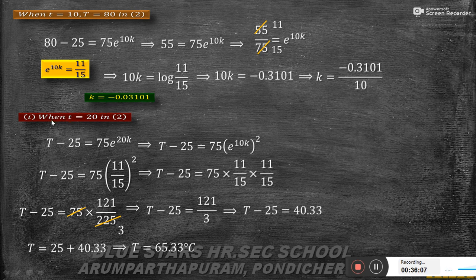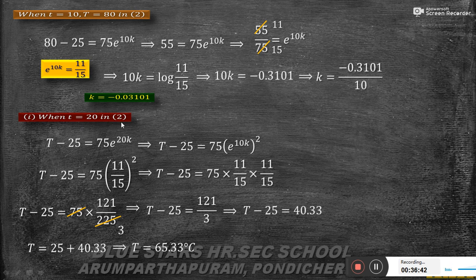So now subdivision 1 of the 7th problem. They ask about the temperature of water after 20 minutes. The starting temperature of the water is 100 degrees Celsius. After cooling for 10 minutes, the temperature is 80 degrees Celsius. Then they ask the temperature of water after 20 minutes. So 20 minutes means t equal to 20 in equation number 2.